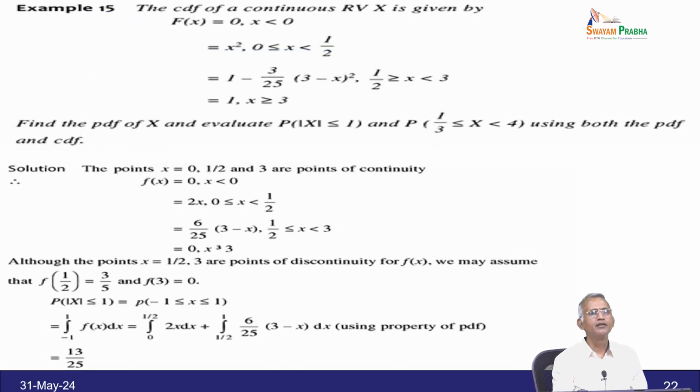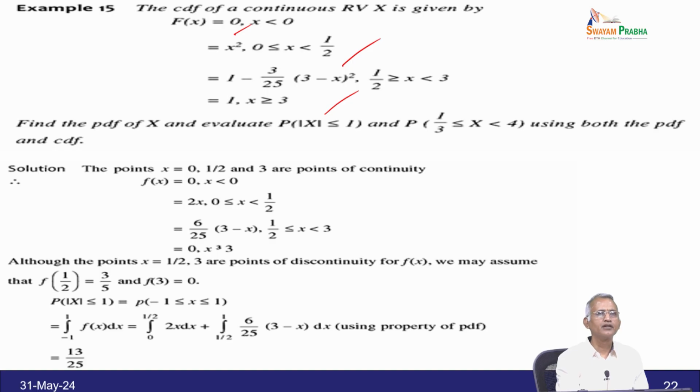Now, next example. The CDF of the continuous random variable x is given by F of x equal to 0 when x is less than 0, x square when 0 is less than or equal to x less than half, then 1 minus 3 by 25 into (3 minus x) whole square when half is less than or equal to x less than 3, and 1 when x is greater than or equal to 3. Find the PDF of x, evaluate probability of modulus of x less than or equal to 1, and the probability of 1 by 3 less than or equal to x less than 4, using both the PDF and CDF.